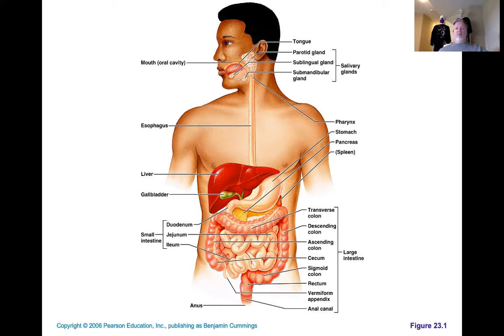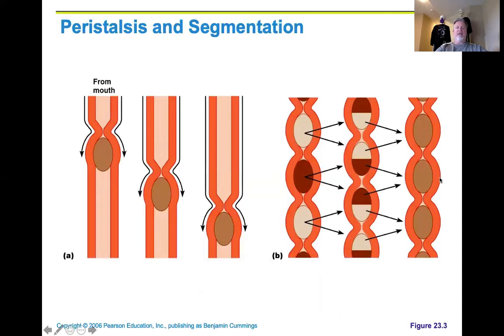After that, we have propulsion, so swallowing and peristalsis. Peristalsis are wave-like contractions and relaxation of the muscles of the organ wall. And let me move my slide up. It looks something like this.